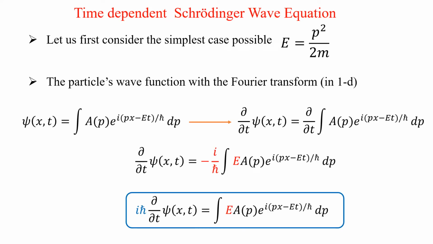There are two types of Schrodinger wave equation. One is time dependent and the other one is time independent. Now we will see the time dependent Schrodinger wave equation.